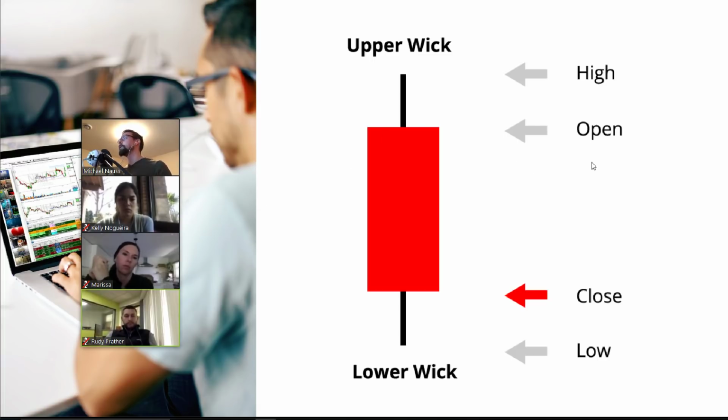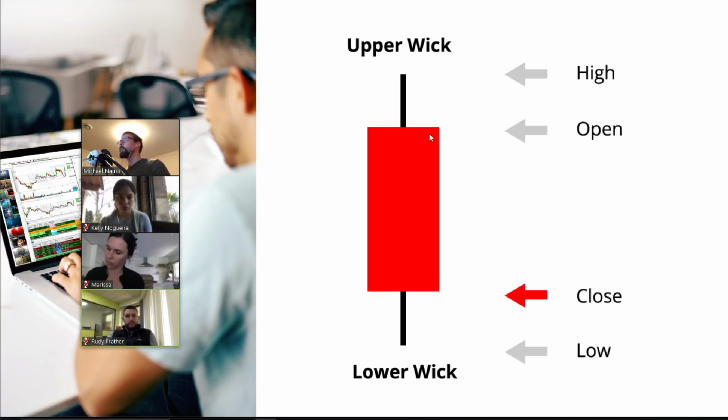Most people get confused. They say, okay, how do I know which one of these is the open and which one is the close? And that's told by the color of the candle itself, right? So now we know that this is the exact same candle as the slide before, but the open was up here and the close was down here, and that colored it red, right?